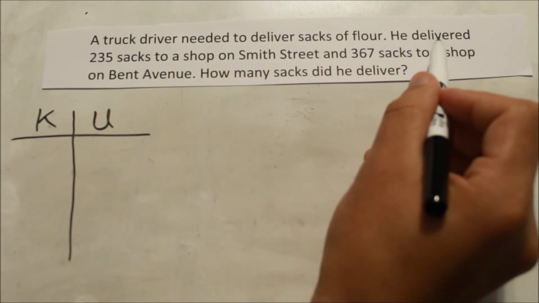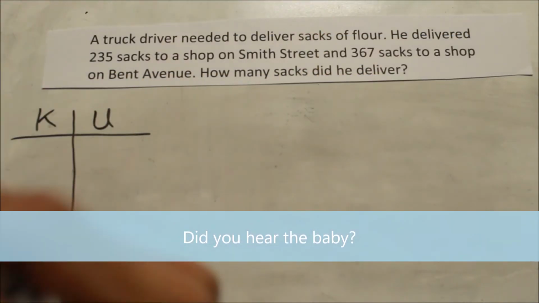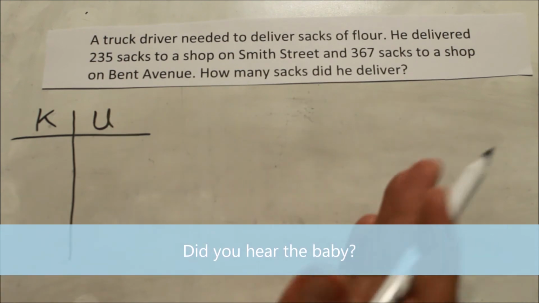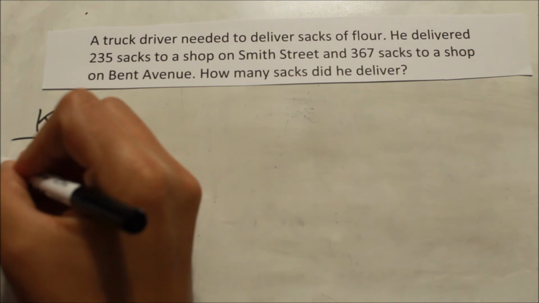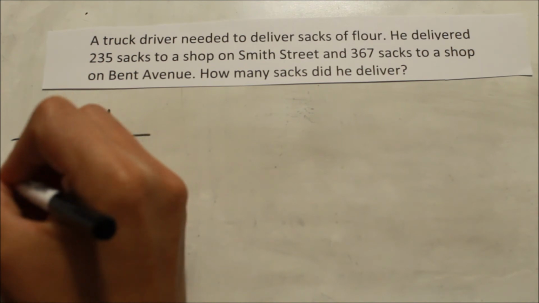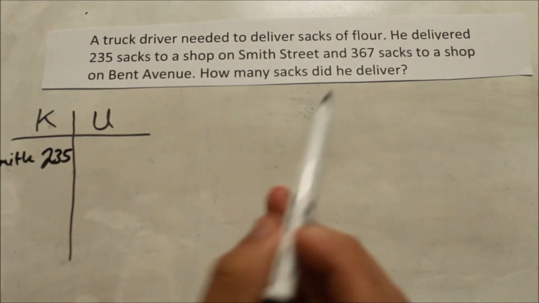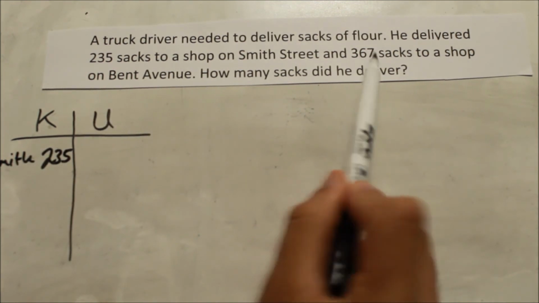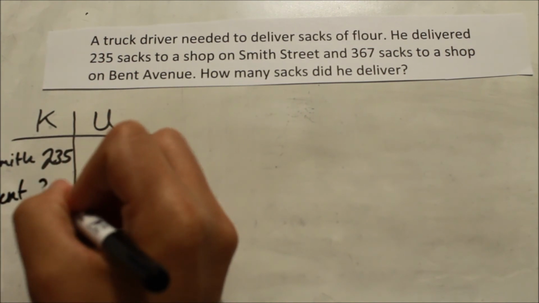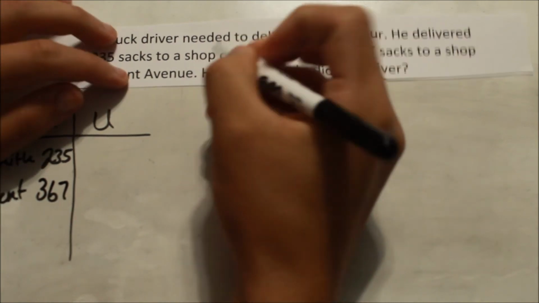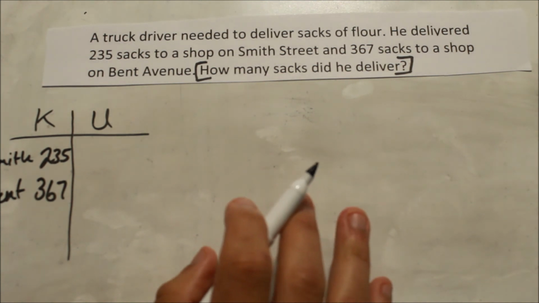So he's delivering something. When you deliver something, are you adding or are you subtracting? We're delivering to this shop, then we're delivering to this other shop. So we know that he had delivered 235 on Smith Street. So I'm going to put Smith 235. I'm going to put our 367 on Bent. So I'm going to put Bent 367. And what do we not know? We do not know how many sacks he delivered. We want to find out sacks delivered.